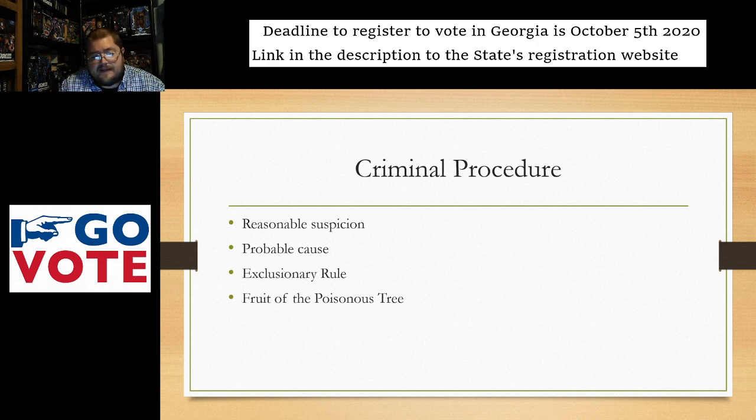Further, anything that comes from that evidence is known as fruit of the poisonous tree and cannot be used. So if the police find one piece of evidence that leads them to another piece of evidence, but the first piece of evidence was gained improperly, that second piece of evidence, regardless of whether it was legal or not, if it came from the information gained in the illegal evidence to begin with, it's fruit of the poisonous tree.